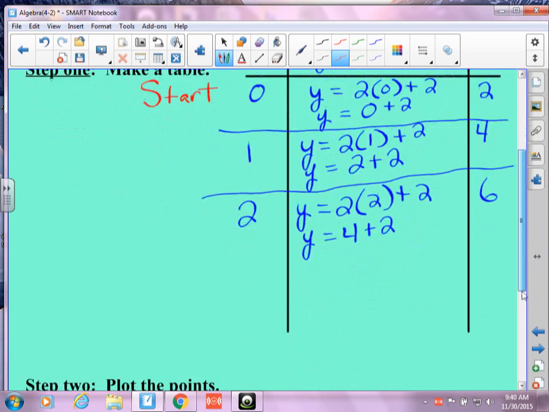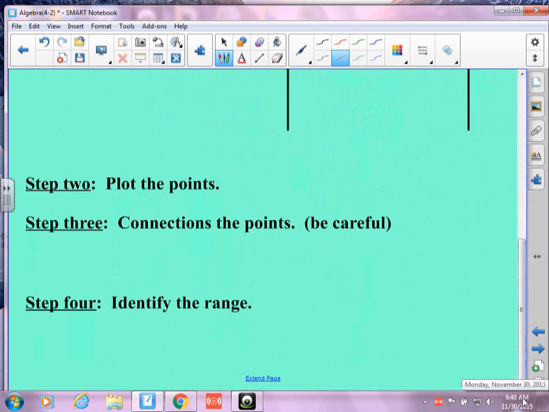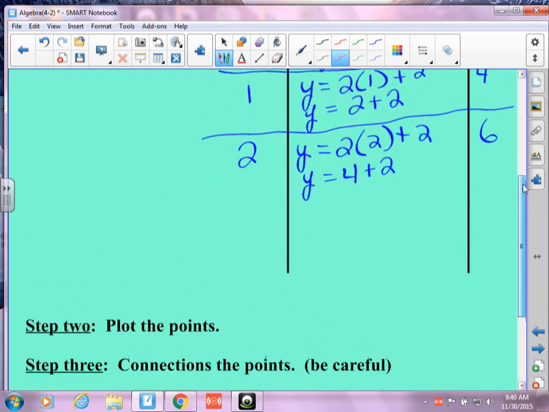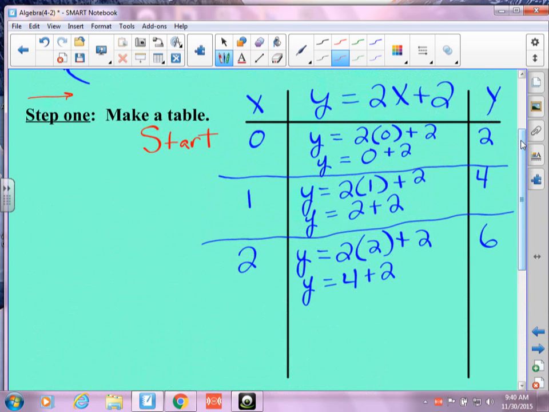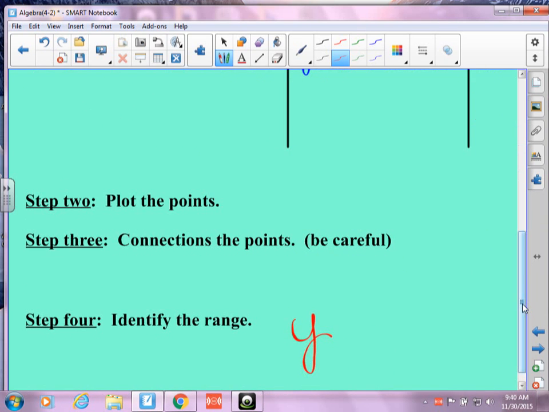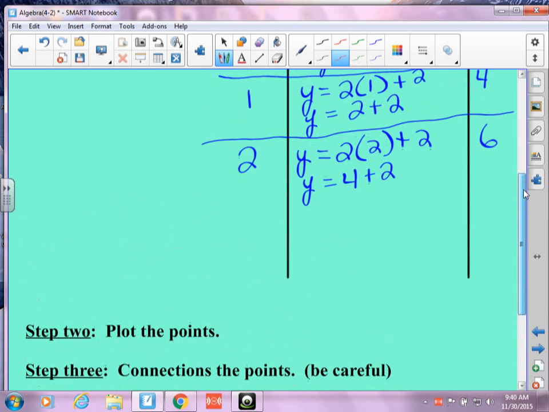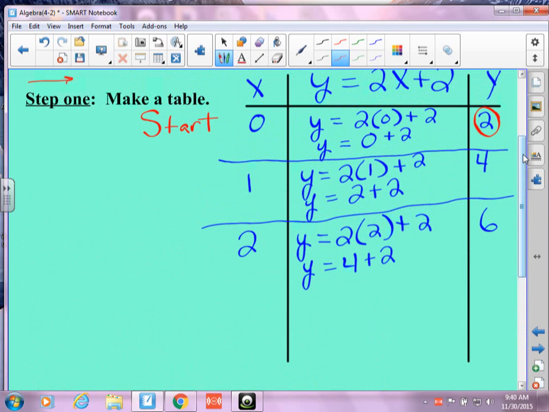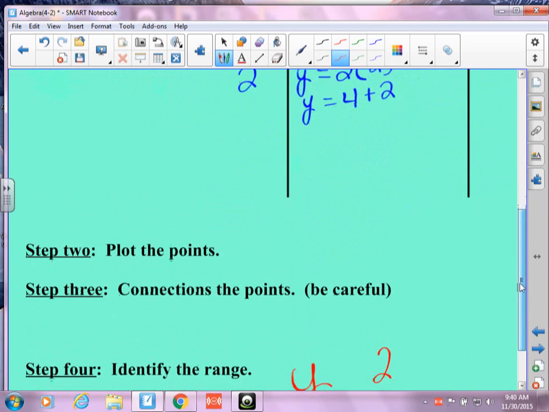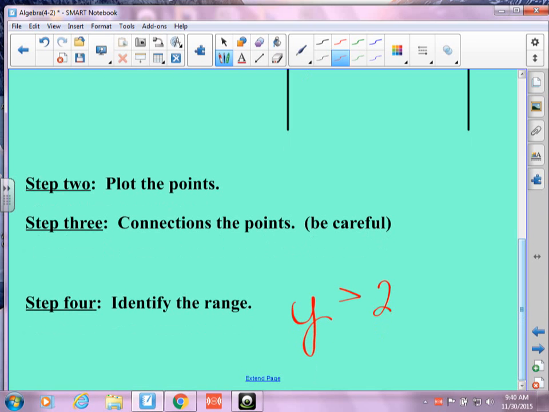Now, it asks you to identify the range. Okay? So the range is your Y, correct? It starts at what? 2 right here. See it? Right? So I'm going to put my 2 down. And is my Y value getting bigger or smaller? It's these numbers, 2, 4, 6, they're getting bigger. So it's going to be Y is greater than or equal to 2, and I'm done.